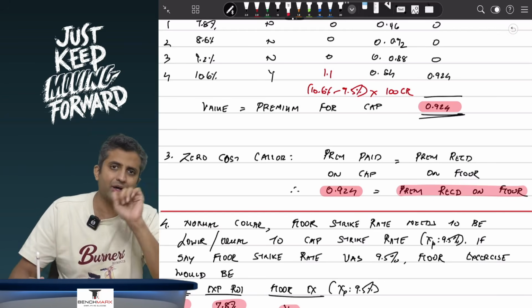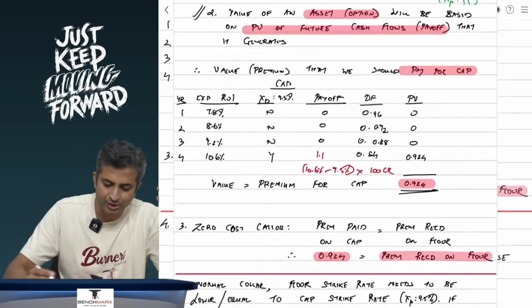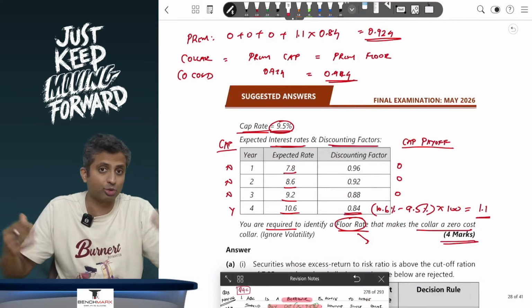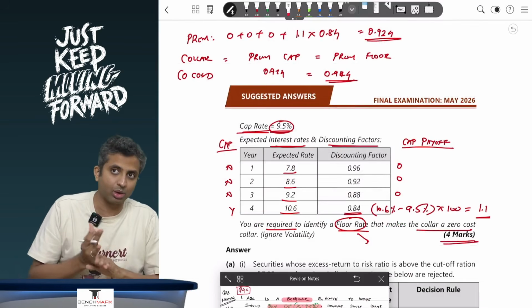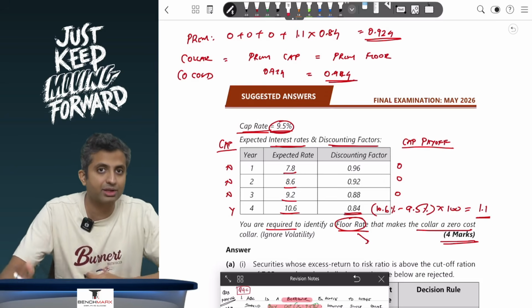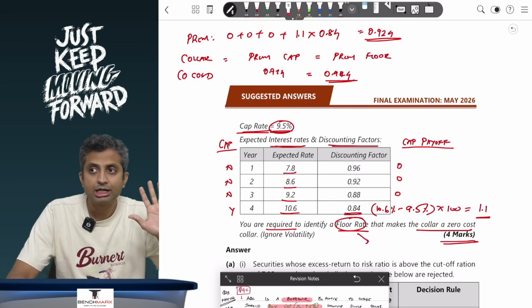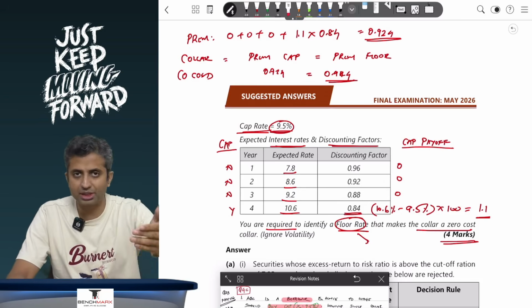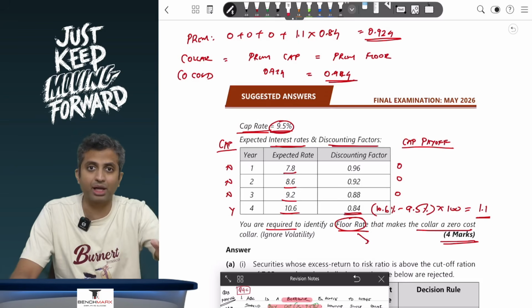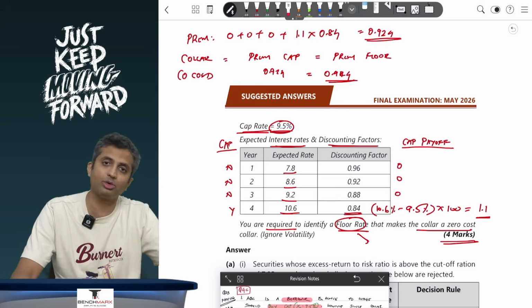Now they are asking you to find the exercise price. Now the problem over here is we don't know the exercise price. One can say you can assume any exercise price. However, the way the institute has solved it, they have in a way implicitly taken the exercise price to be 9.5 even for a floor. I mean, it could have been different as well, but they have taken implicitly 9.5.